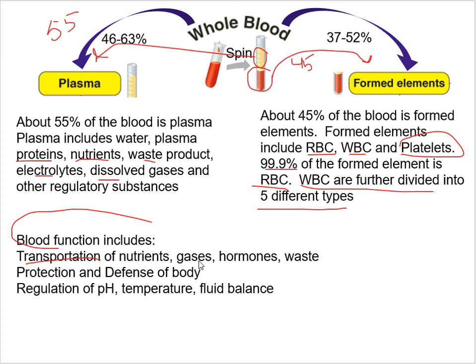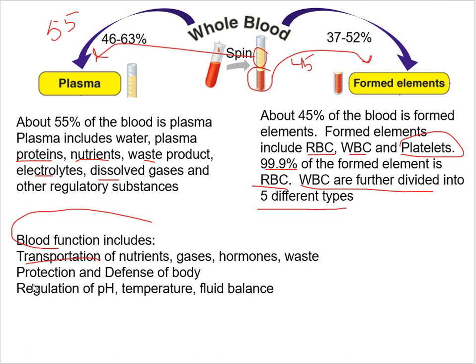Waste product, carbon dioxide is picked up from the cells and delivered back to the lungs. So it constantly picks up oxygen from the lungs, delivers it to the cells, and picks up carbon dioxide from the cells and delivers it to the lungs. It delivers hormones from the glands that produce them to the target organs and cells. It takes metabolic waste products from the cells to the kidneys and liver.